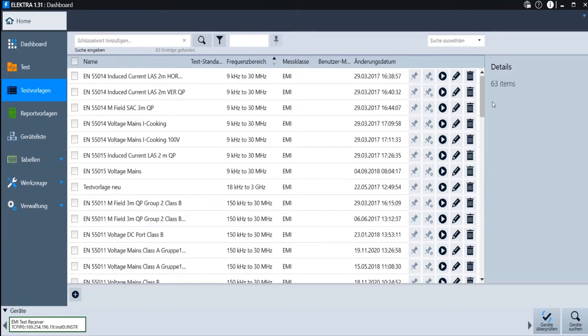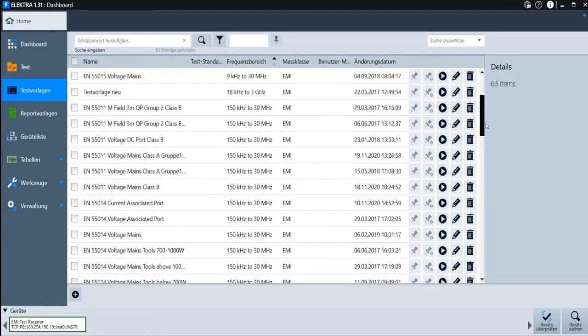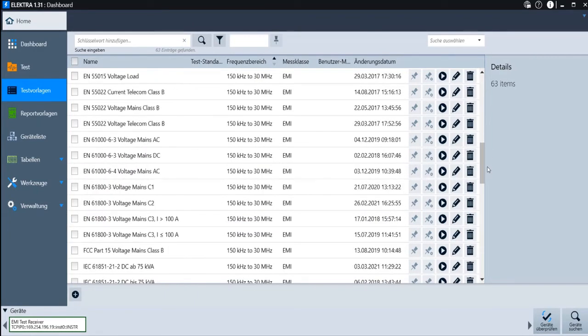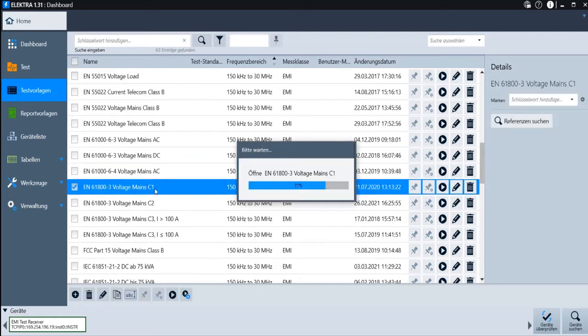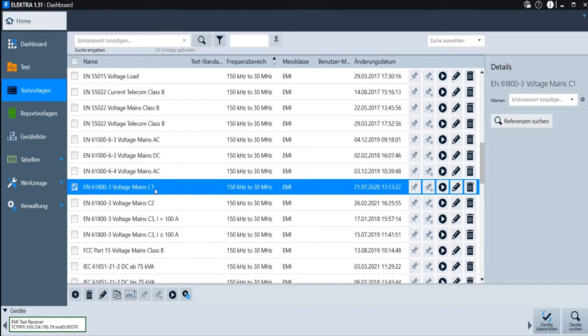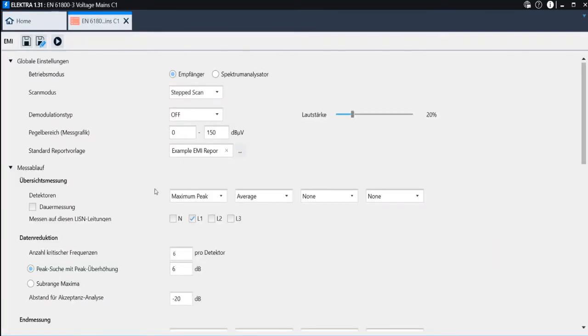You see the basic setup of our measurement EMI receiver. First, we need to select different kinds of limit lines for the C1 class to take the measurements according to EN 61800-3. First, it needs to be loaded. Afterwards, we need to set up all the different details of the measurement.